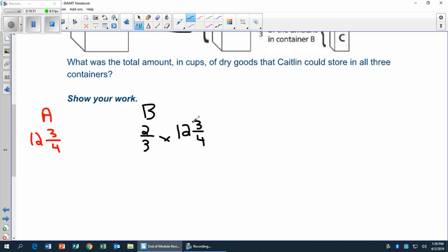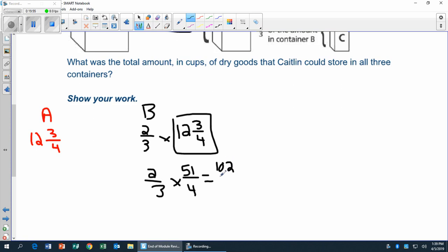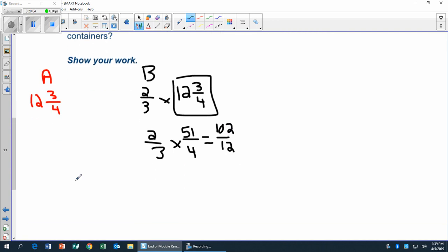And so we're going to do some of the math. And when we multiply a mixed number, we've learned that we have to turn this mixed number into an improper fraction. So we do 4 times 12 is 48. 48 plus 3 is 51. And so we have 51/4. Now we have to do 2/3 times 51/4. And when we multiply that out, we get 102/12. And then after we get 102/12, we have to turn it into a mixed number. So 102 divided by 12 is how we solve that. And when we do that, we get 8 and 6/12, which I can simplify to 8 and 1/2.